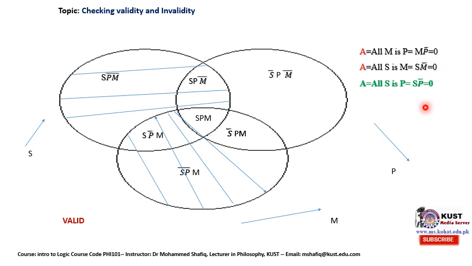As far as the conclusion is concerned, remember that you are not supposed to diagram the conclusion. I again repeat that you are not supposed to diagram the conclusion. Why? Because you are only supposed to look for the conclusion after diagramming the premises. Now, what does the conclusion say? The conclusion says S P bar is equal to 0, which means that the area of S P bar should be shaded. Now, we look over here, S P bar, this is shaded, and this is also shaded. This is actually S bar P bar, this is not S P bar. So this is shaded, this is shaded.